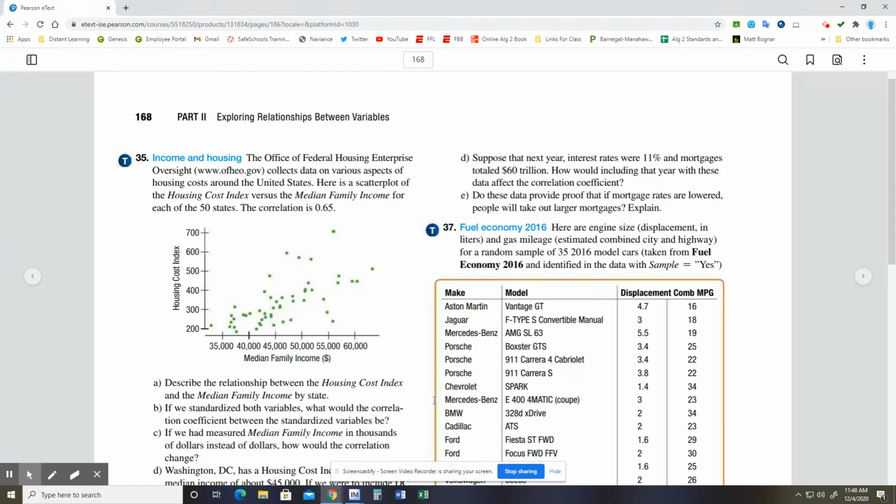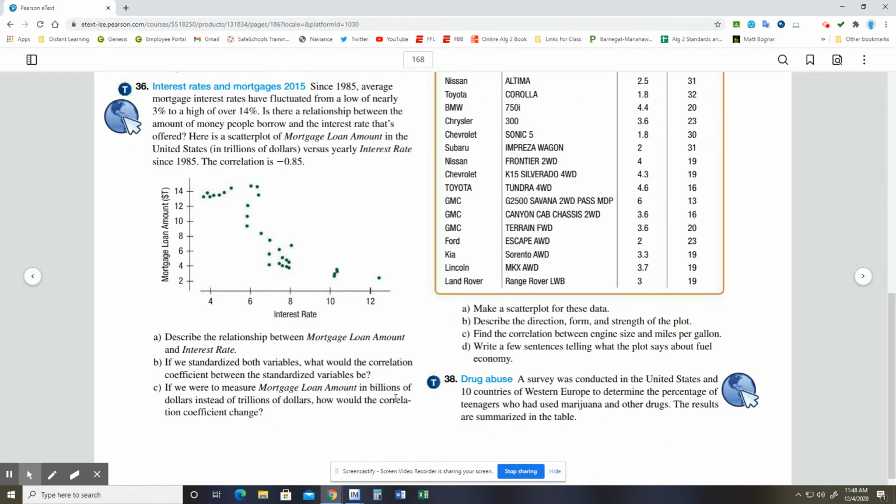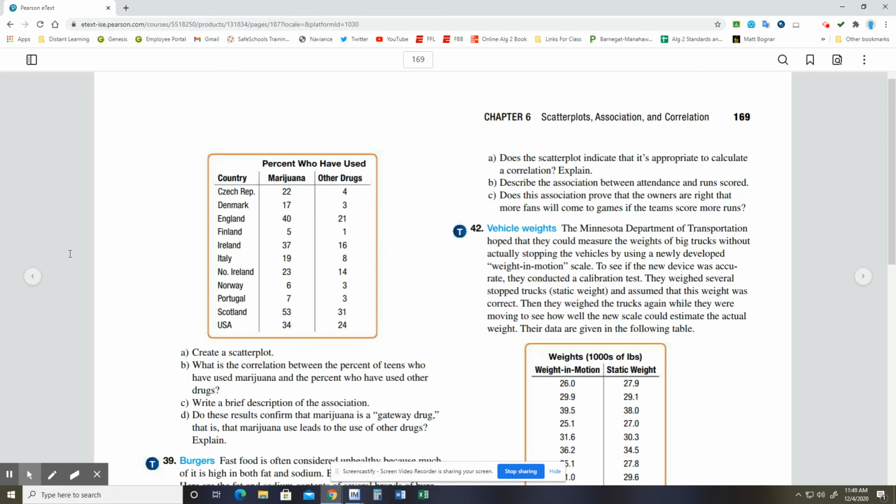I'm going to jump to number 38, which I have already inputted the data for. I just wanted to read this before I jump to the next thing. A survey was conducted in the United States and 10 countries of Western Europe to determine the percentage of teenagers who had used marijuana and other drugs. Ooh, bad. The results are summarized in the table, and I'm going to flip over to the next page so we can see it. There it is. Percent who have used, the country that they're from, marijuana versus other drugs.